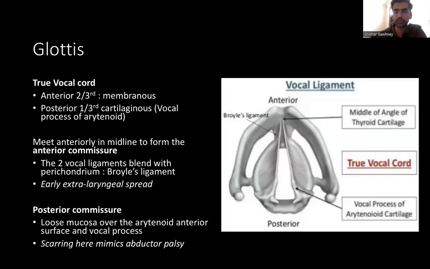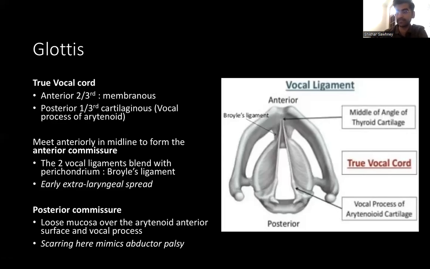Talking in detail about the true vocal cord, it is again subdivided into the anterior 2/3, which is the membranous part. The posterior 1/3 part of the true vocal cord is cartilaginous, as it is formed by the vocal process of the arytenoids. The two true vocal cords meet anteriorly in the midline to form the anterior commissure. The two vocal ligaments from the two vocal cords blend with the perichondrium of the thyroid cartilage in this area to form what is known as the Broyles ligament.